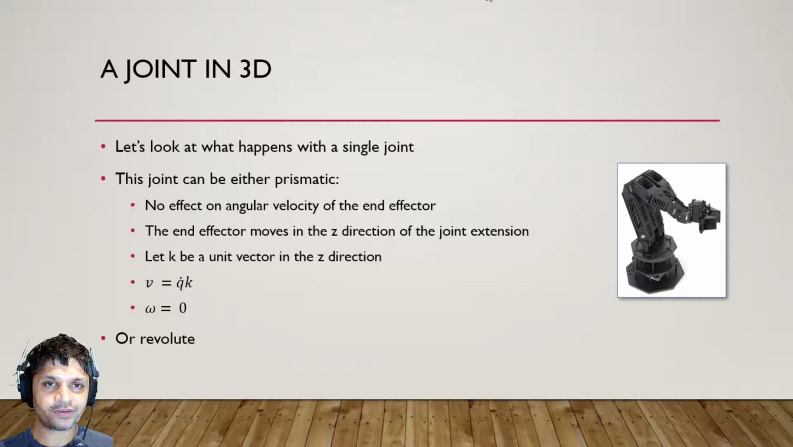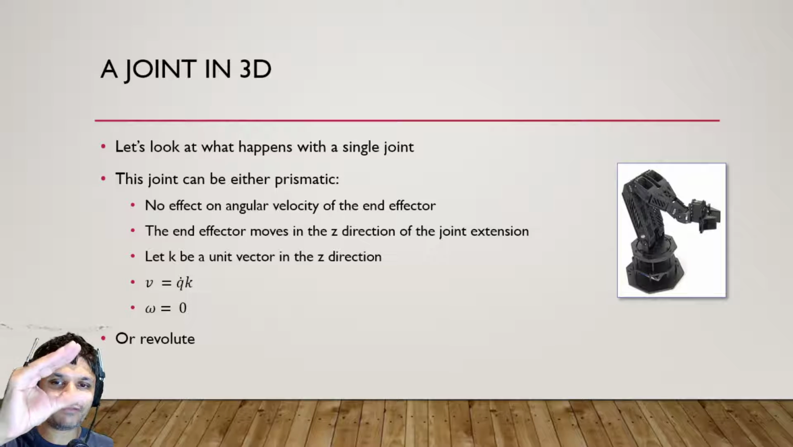So if we think of a single joint operating in 3D, the joint can be either prismatic or revolute, as we've been talking about all this time. So let's take the example of an arm with a joint that's prismatic. If the joint is prismatic, then it just extends and retracts like this, right?